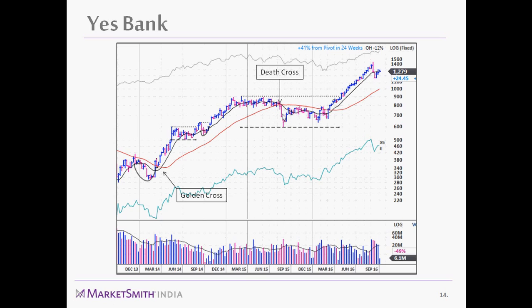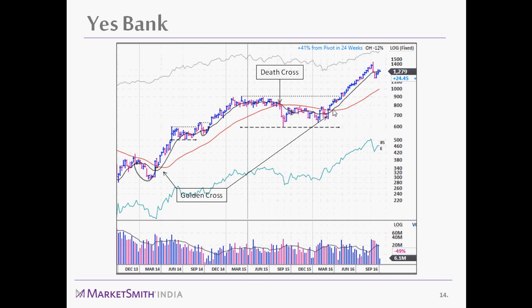Once the death cross happens, the stock is under pressure. It's not really doing a run. It is stagnating. This is known as a consolidation. The stock is trading sideways. And again, as the price action improves in the stock, you can see that there is a new golden cross which happens here.